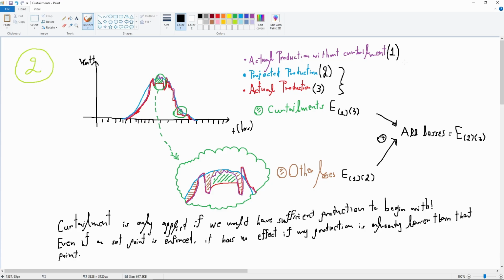But this actual production without curtailment, which already takes into account the curtailment losses and basically says, this is what you would have produced during this actual production period, doesn't exist. This is something made up for us to understand how curtailment is calculated and what exactly it is. So if we zoom in on this diagram, we will see this.